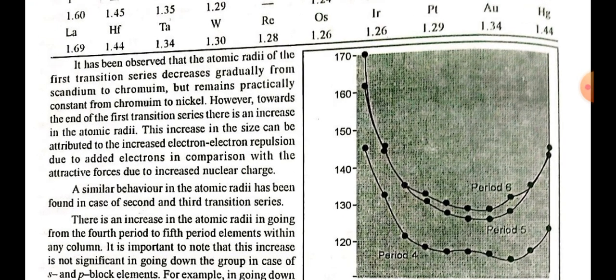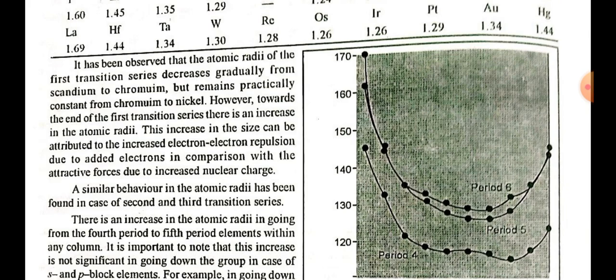It has been observed that the atomic radii of the first transition series decrease gradually from scandium to chromium, but remain practically constant from chromium to nickel. However, towards the end of the first transition series, there is an increase in the atomic radii. This increase in size can be attributed to the increased electron-electron repulsion due to added electrons in comparison with the attractive forces due to increased nuclear charge.